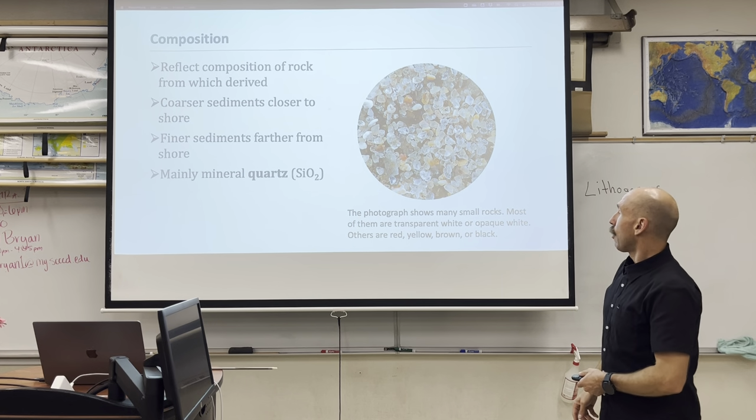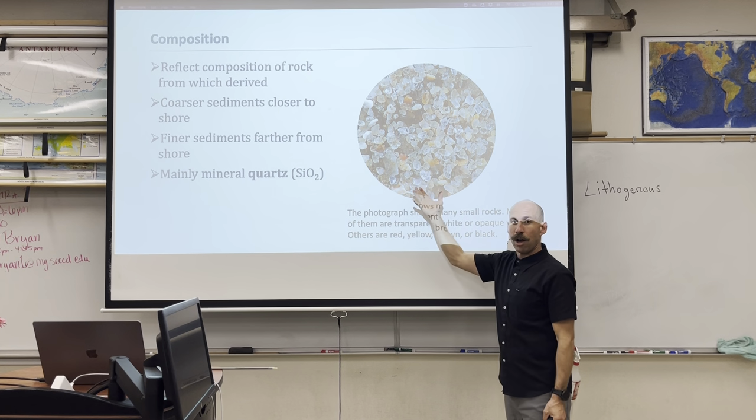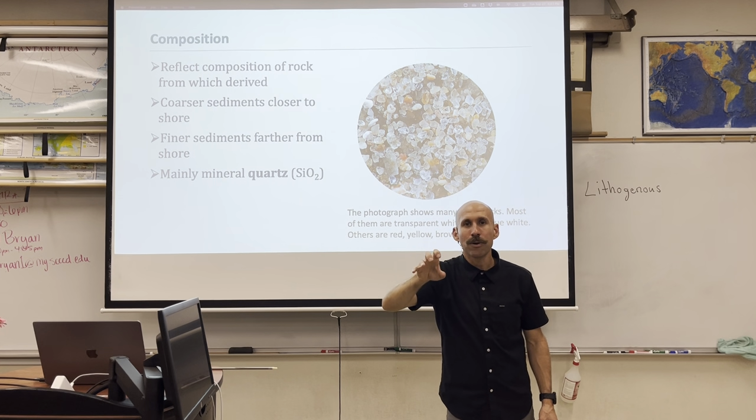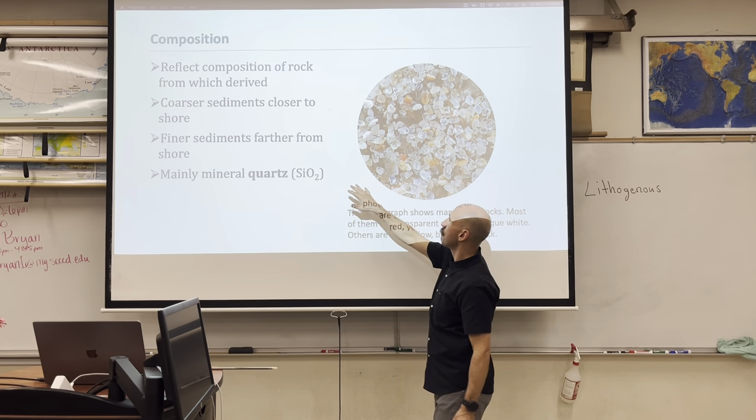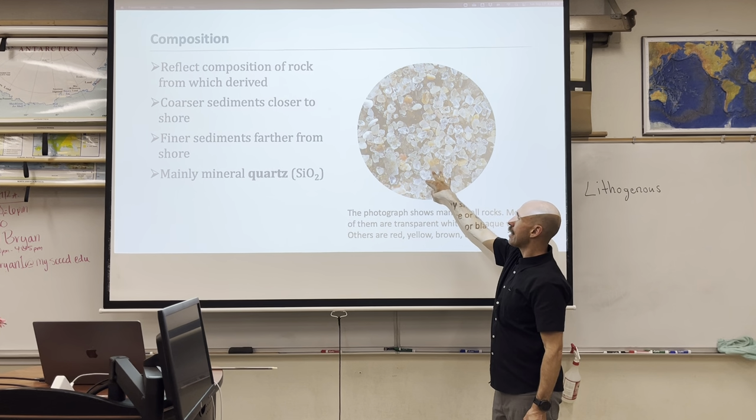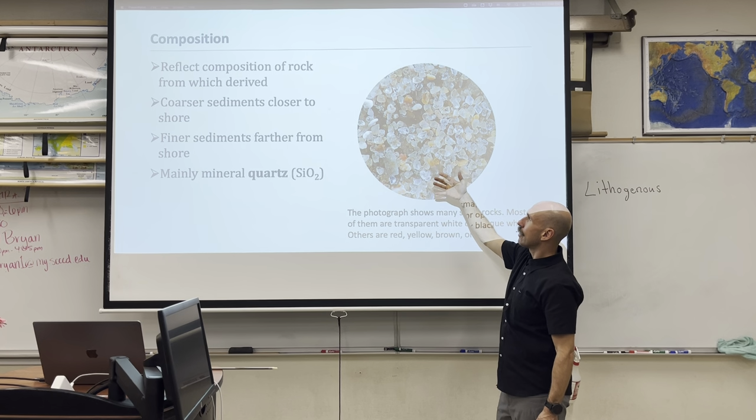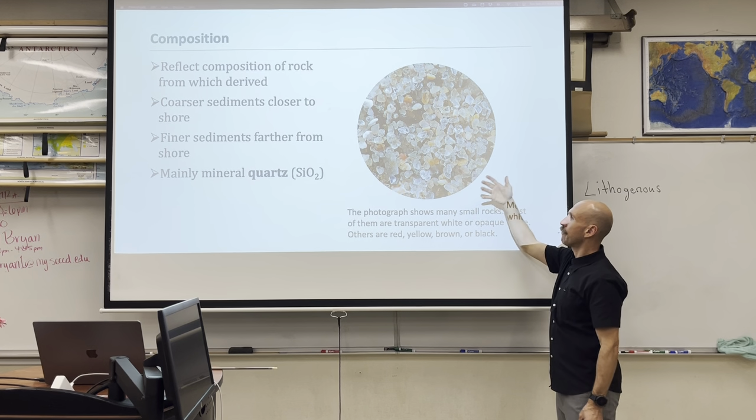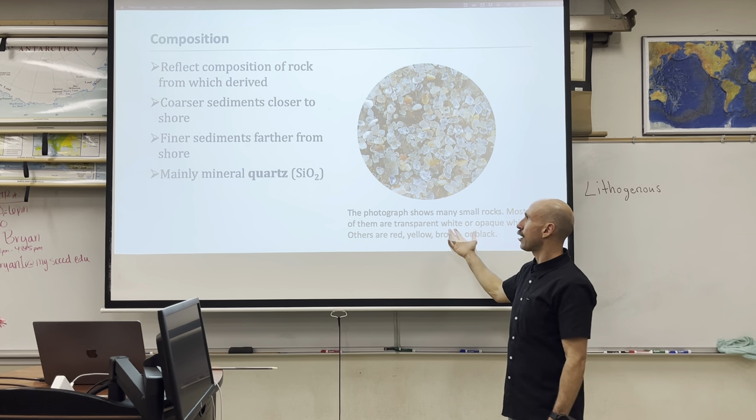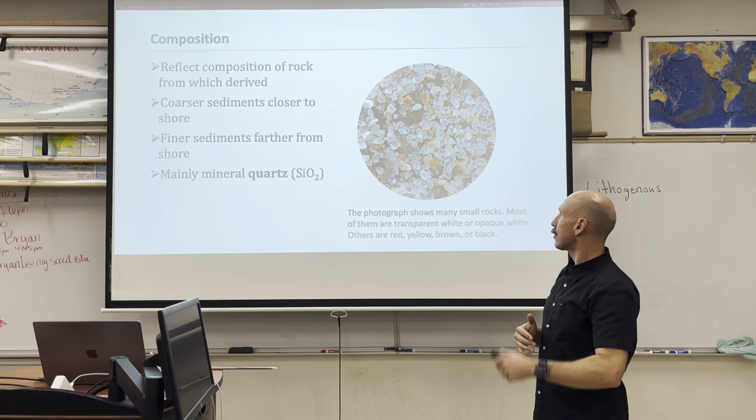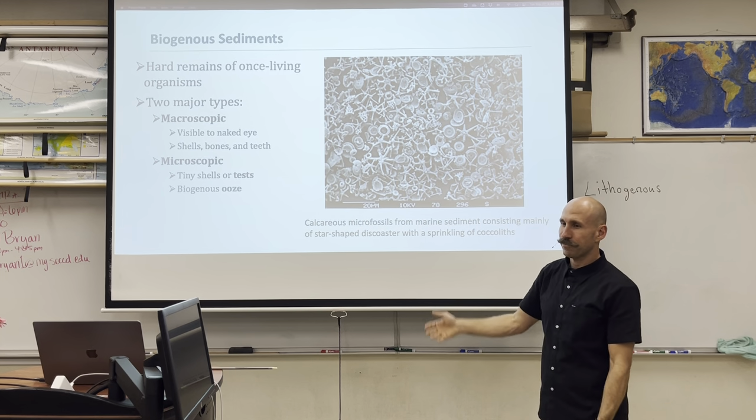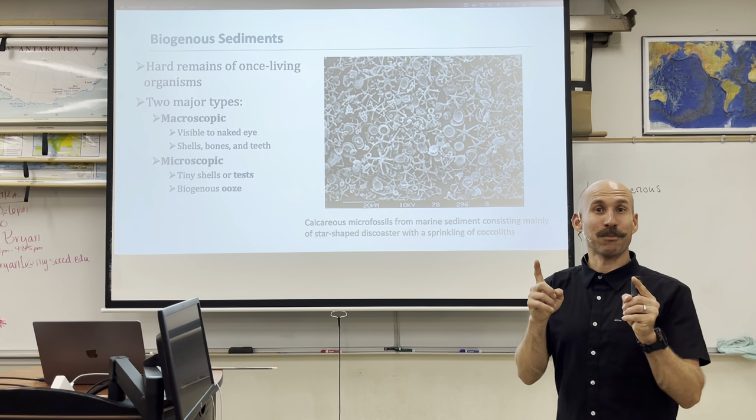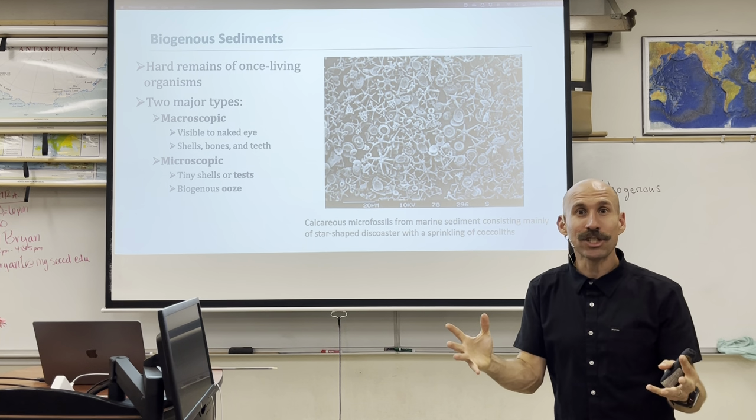Now, composition of lithogenous rocks. When the material has been eroded and eroded and eroded, quartz is the most resistant mineral in these types of sediments. And so we can say the composition of the sediment reflects the rock from which it is derived. Coarser sediments are closer to the shore. Finer sediments are further away. Okay. Rocks are cool. So is marine life that turns into rocks.